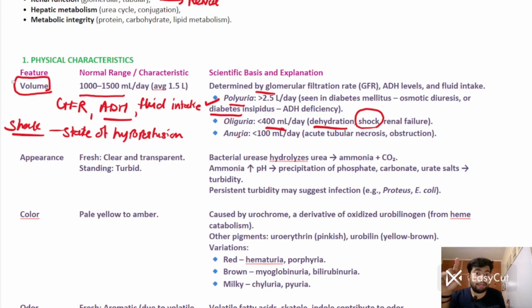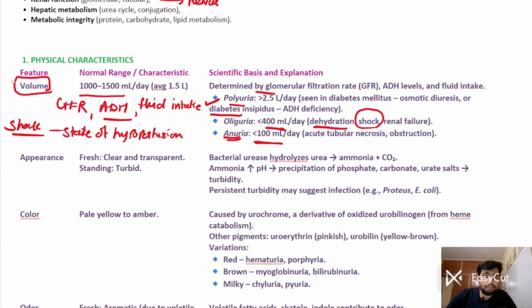And what is anuria? When urine output is reduced to less than 100 ml per day, that means obstruction by a stone. Whenever in the ureter or urinary vessels you have a stone obstructing it, and in some conditions like acute tubular necrosis, there will be anuria.